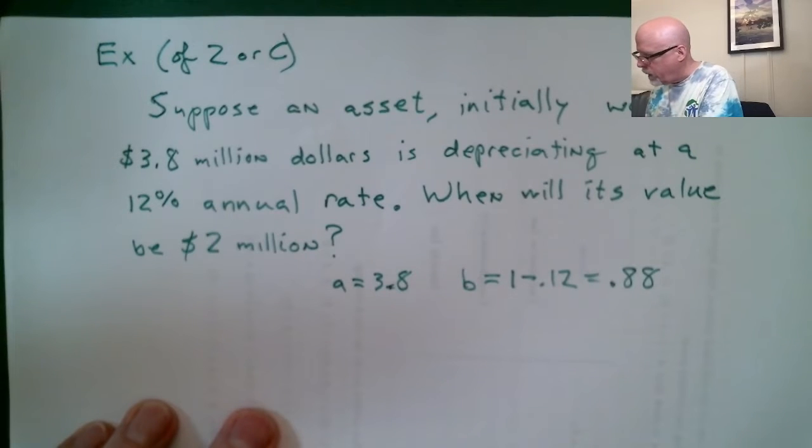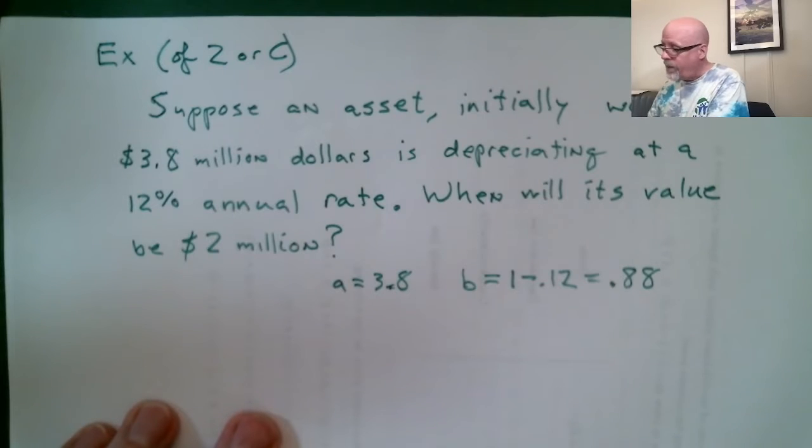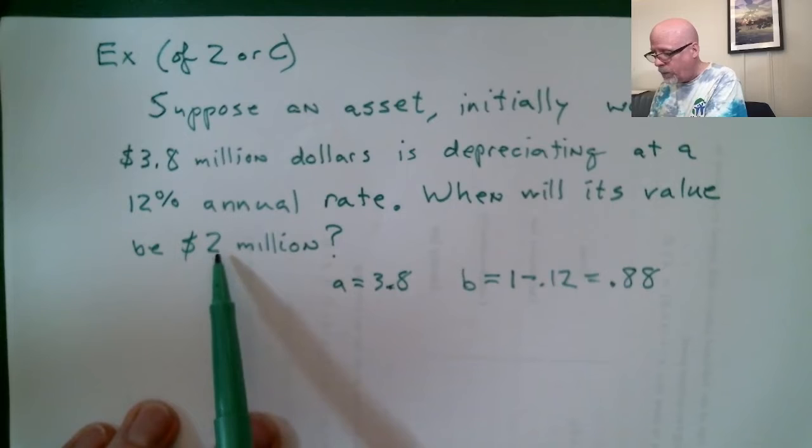What else is known? A and B. X is not known. Oh, we know what y is. We know what the output of the exponential expression is going to be. It's this 2.